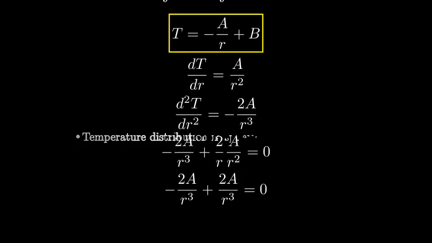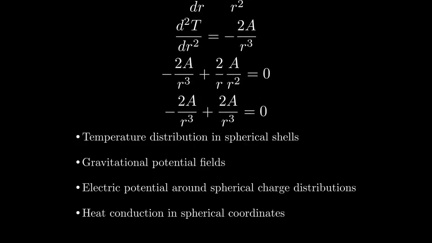This type of differential equation and its solution often appears in physics problems involving spherical symmetry, such as temperature distribution in a spherical shell or gravitational potential around a spherically symmetric mass distribution. The constants A and B would be determined by the specific boundary conditions of the physical problem being solved.